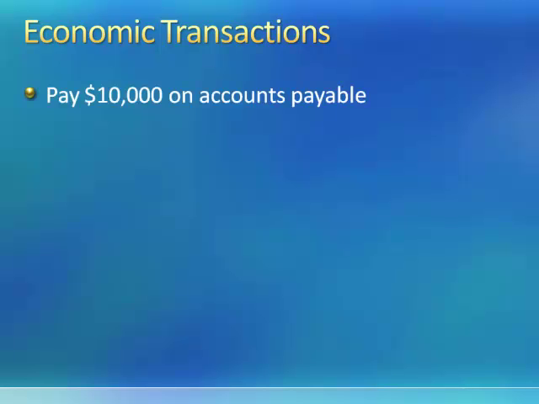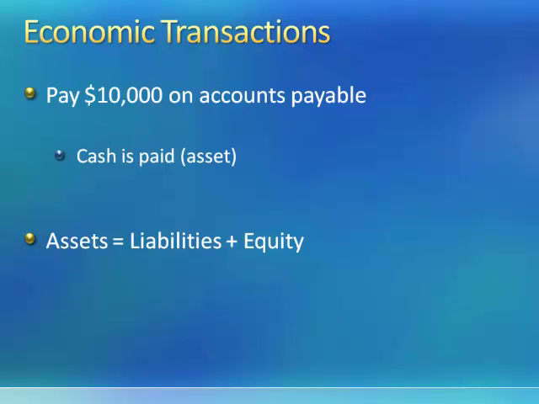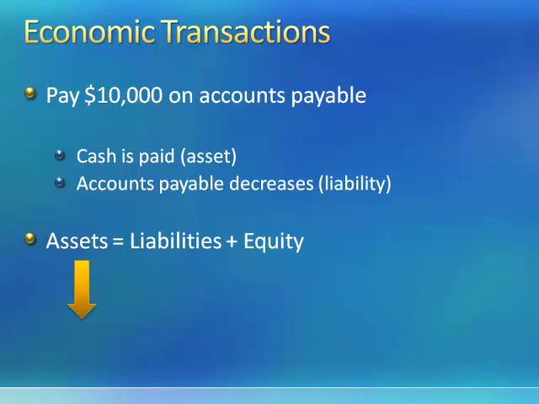Pay $10,000 on accounts payable. So we have cash being paid. Cash is an asset. It's going down. Accounts payable is a liability. It's something that we owe. If we're paying on accounts payable, that liability is decreasing, so our liability is also going down. So we have a decrease in assets and a decrease in liabilities.